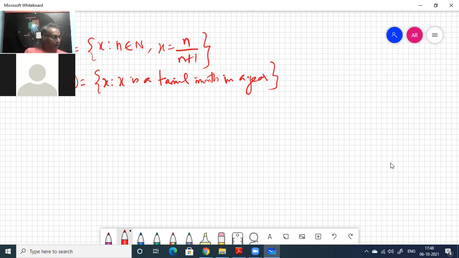Then set of odd whole numbers less than 9. How do you do that? X such that X is an odd whole number less than 9. X is an odd whole number and X less than 9. Okay, so like that, set builder notation is very useful for giving some exact values. Okay, this is all fifth one. Let us go for sixth one.